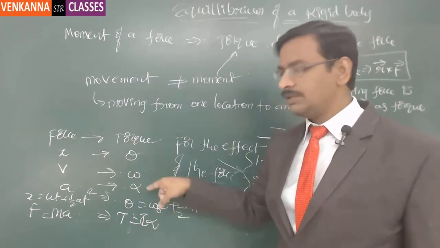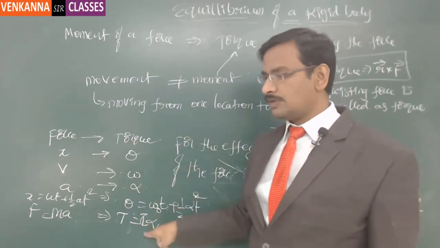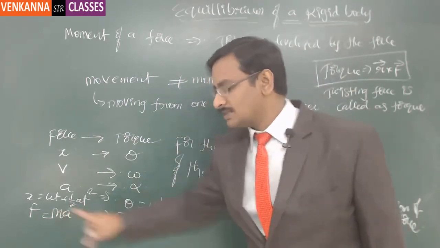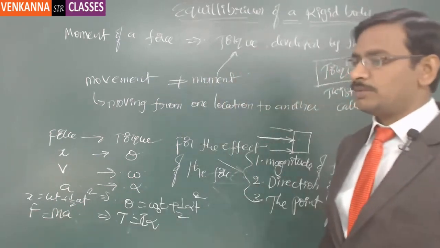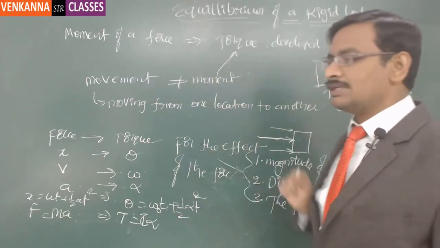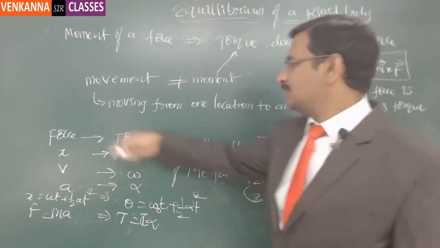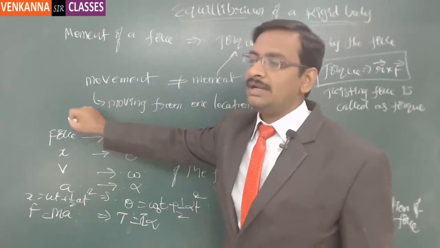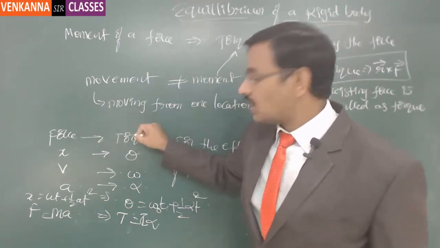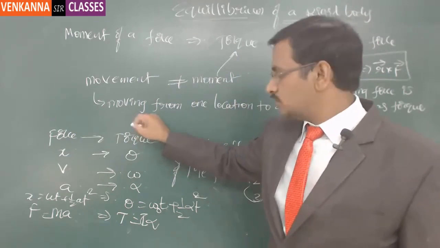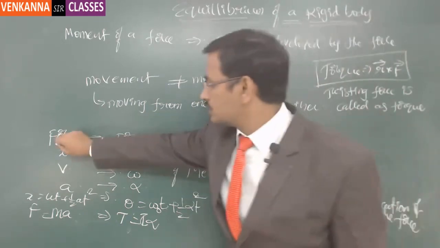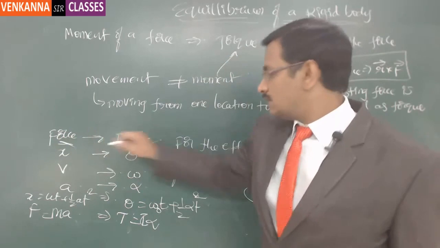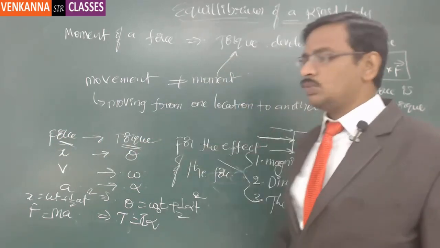Hence there is a need to define something called moment of inertia, which is the equivalent of mass in case of circular movement. Got it? So everything is analogous here. Now, if this causes linear equilibrium, this will cause circular equilibrium. So this is our topic now, what we are going to study. This is very simple to understand.